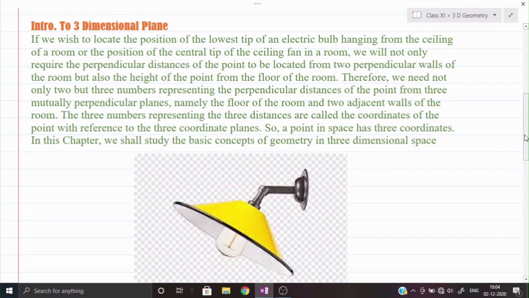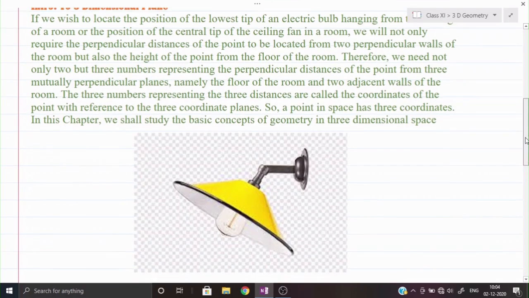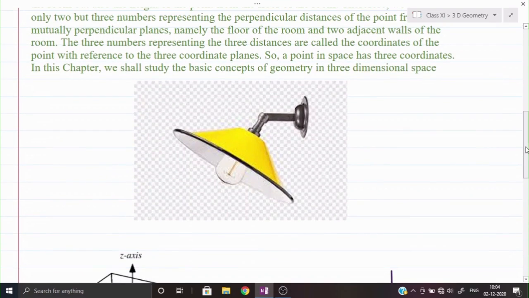How will we find it out? First of all, see what is written: we will not only require the perpendicular distance of the point to be located from two perpendicular walls of the room, but also the height of the point from the floor of the room. Suppose this is the bulb we have, and if this is one of the walls, I say this is my y-axis. And the ceiling of the room, suppose this is one of the dimensions, this is the x-axis.